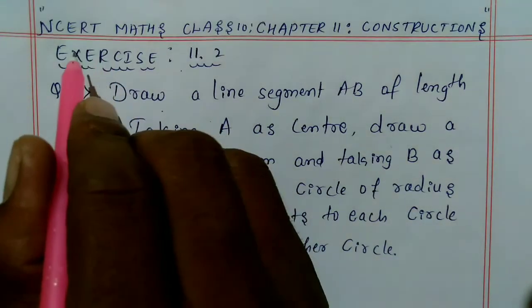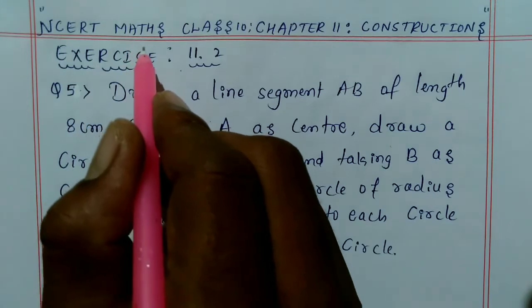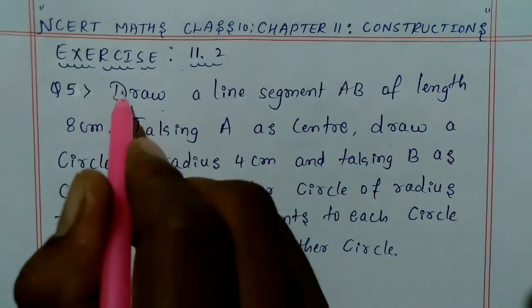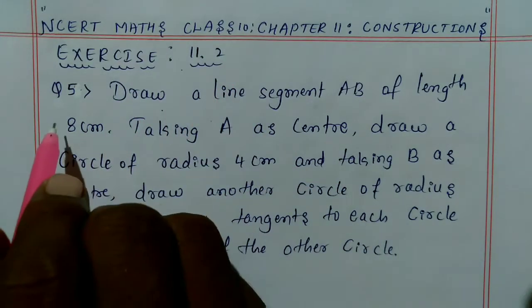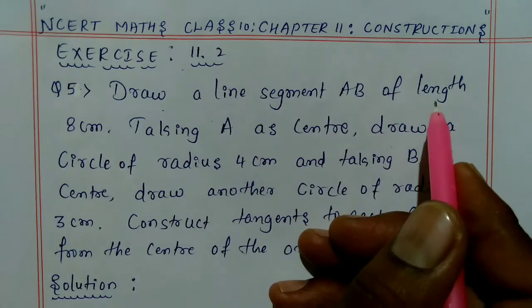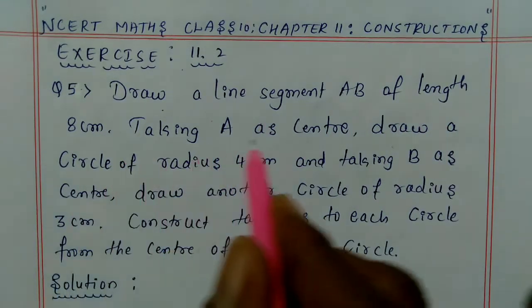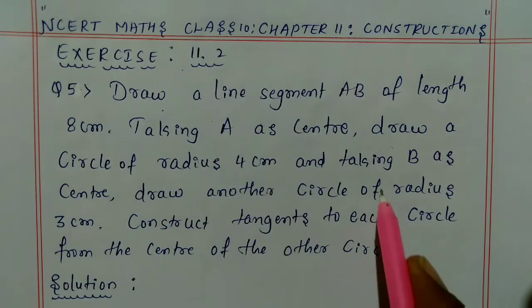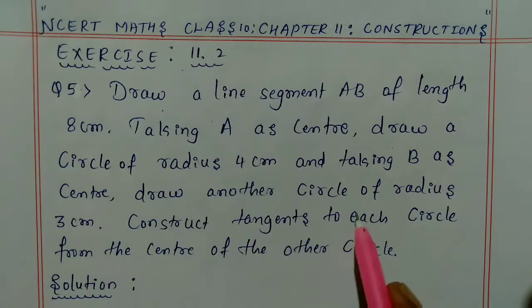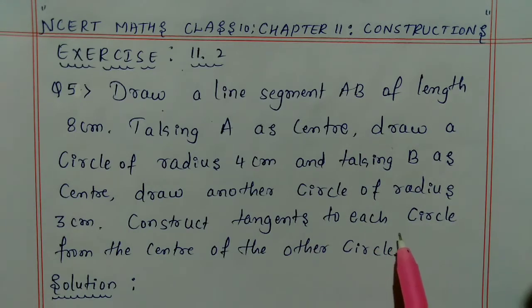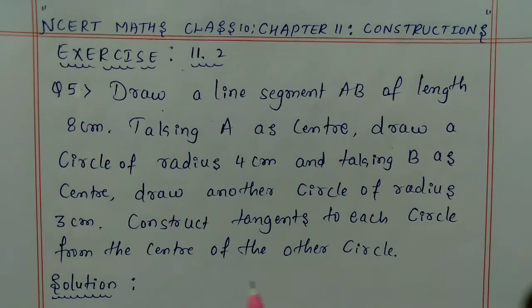Today I will discuss NCERT Maths Class 10th Chapter 11, that is Constructions. Exercise 11.2, question number 5. The question is: draw a line segment AB of length 8 centimeter. Taking A as center, draw a circle of radius 4 centimeter, and taking B as center, draw another circle of radius 3 centimeter. Construct a tangent to each circle from the center of the other circle.